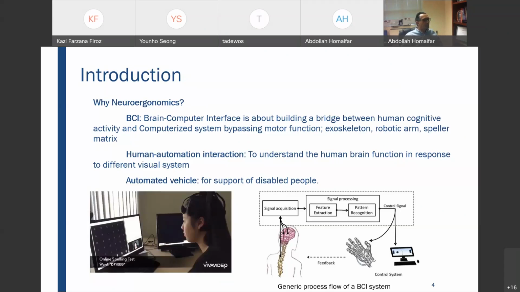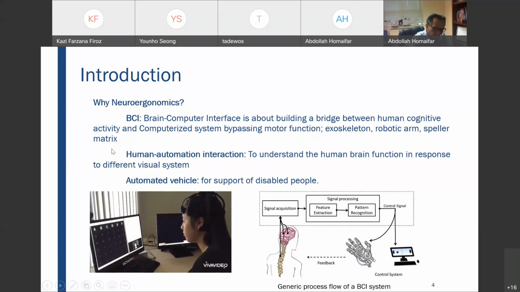And if we talk about brain-computer interface, it is about building a bridge between human cognitive activity and a computerized system, bypassing motor function. We can see lots of practical uses such as exoskeletons, robotic arms, scalp matrix spellers, and so on and so forth. So we can look at a short video.